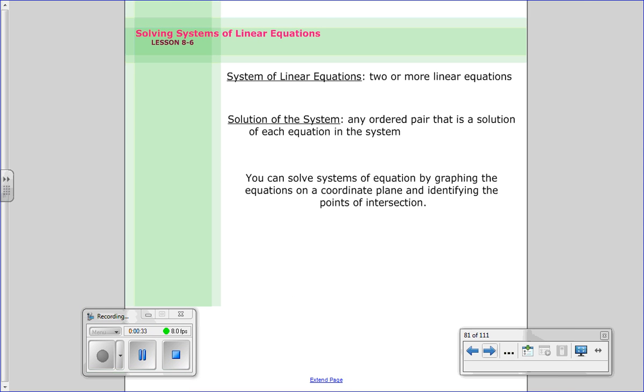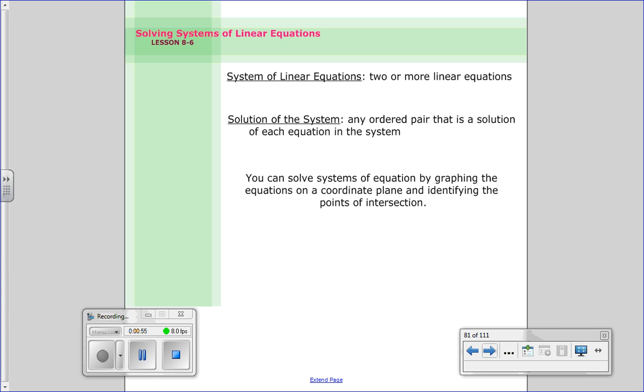First, what is a system of linear equations? Well, that's when you have two or more linear equations on one coordinate plane. Now, a solution of that system is any ordered pair that is a solution to both equations. So it can't just work for one of the equations. It has to work for both or all three if there's three. Otherwise, it's not a solution of that system.